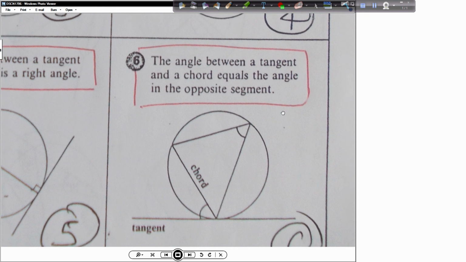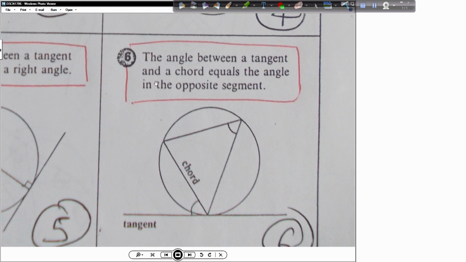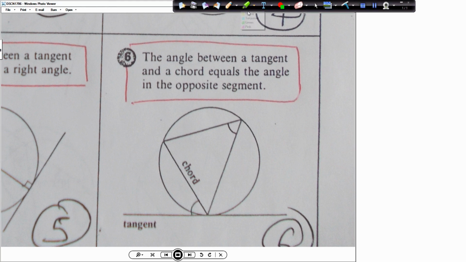Hang on a second. Let's move up a bit. Angle between a tangent and a chord equals the angle in the opposite segment. That's very mathematical language. I just call it the Z flick. I'll show you what I mean by that.